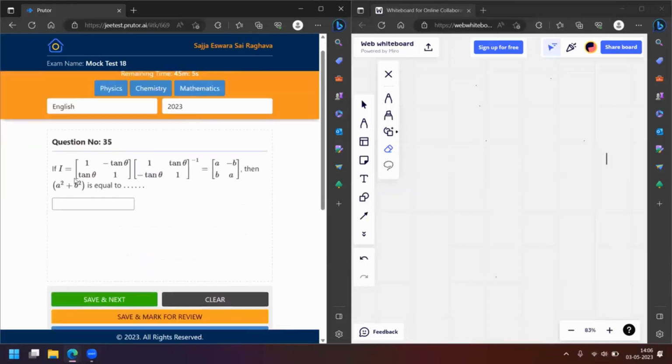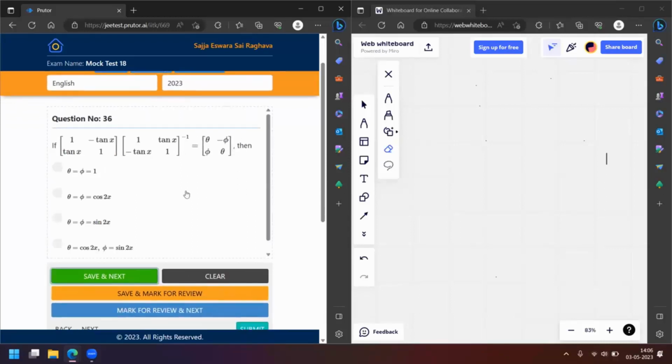If I is equal to, this is just a matrix. If I is given, it is a multiplication of a matrix and a unit matrix. So we can say I is equal to [1 0; 0 1]. So A is equal to 1 and B is equal to 0. We can get A square plus B square is 1.